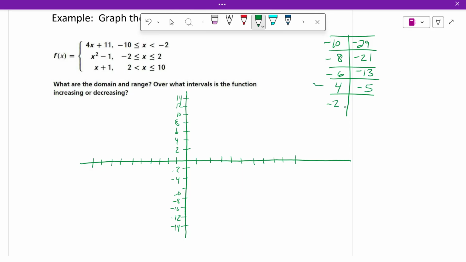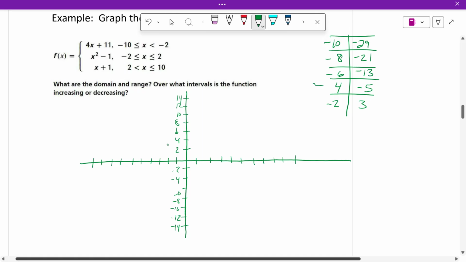Negative 2, and this will be an open circle, gives us a positive 3. So negative 2 gives us a positive 3. That's an open circle. Negative 4 gives us negative 5. Oops. Negative 2. I went to negative 1. Negative 2, open circle at 3. Negative 4 gives us a negative 5. Negative 6 gives us a negative 13. So it kind of goes down like this. And it'll stop at negative 10.